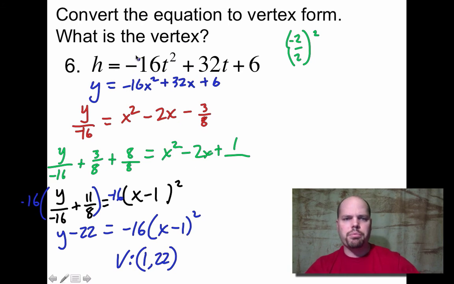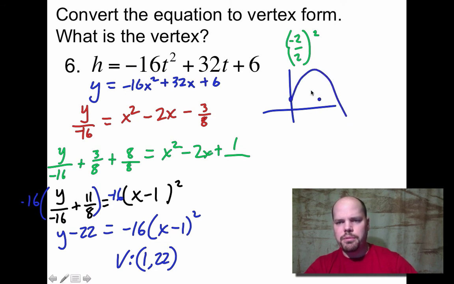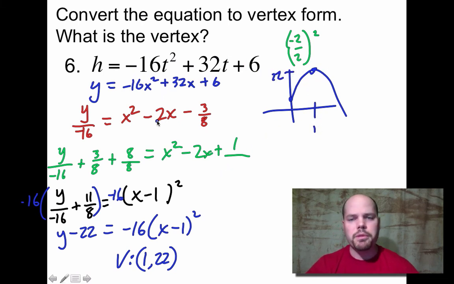So this would have been a parabola. So height and time of a quadratic from chapter 9. So it started from a height of 6, goes up, comes down. We got this highest point is going to occur at 1 second and 22 probably feet.